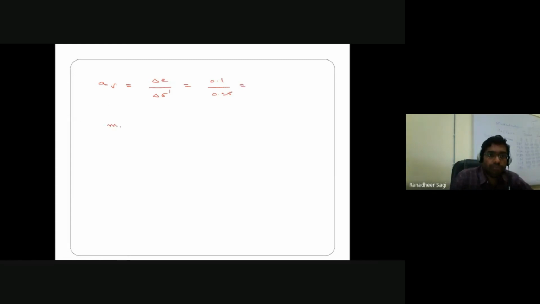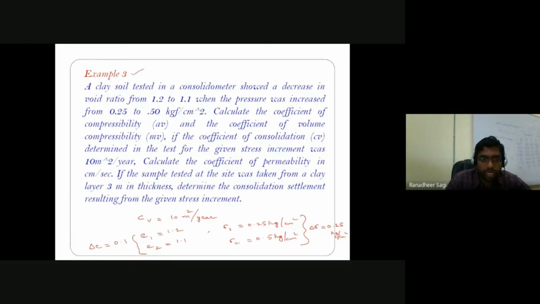And similarly for MV, MV is AV divided by 1 plus E naught. Okay, so this E naught is the initial void ratio we are referring to. So instead of writing the initial void ratio as E1, let me write it as E naught, and instead of writing E2, let me write it as EF. EF indicates my final void ratio. Here also, initial stress and some final stress, according to my requirement, I am just looking at that particular data. Okay, so AV is already calculated from the previous expression, and E naught is equal to 1.2.